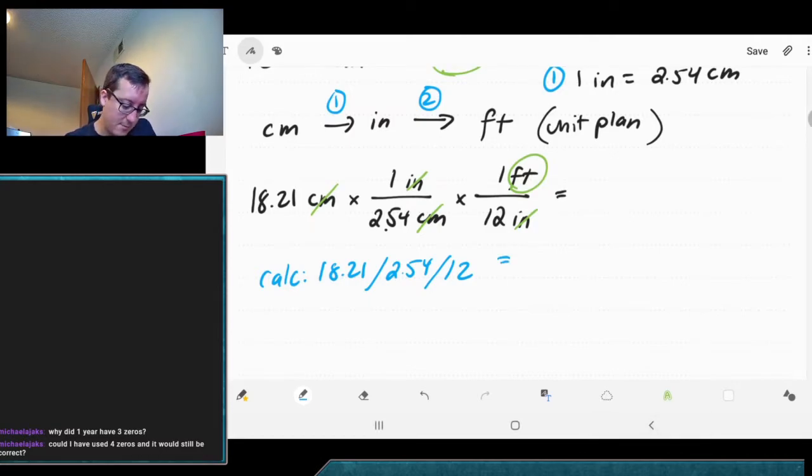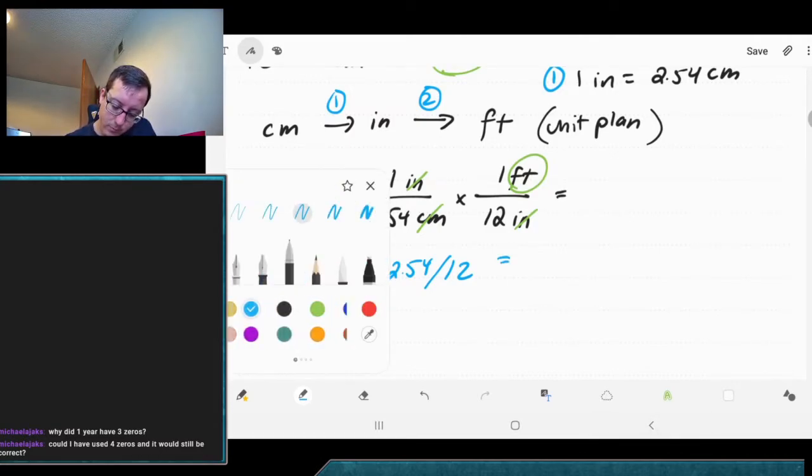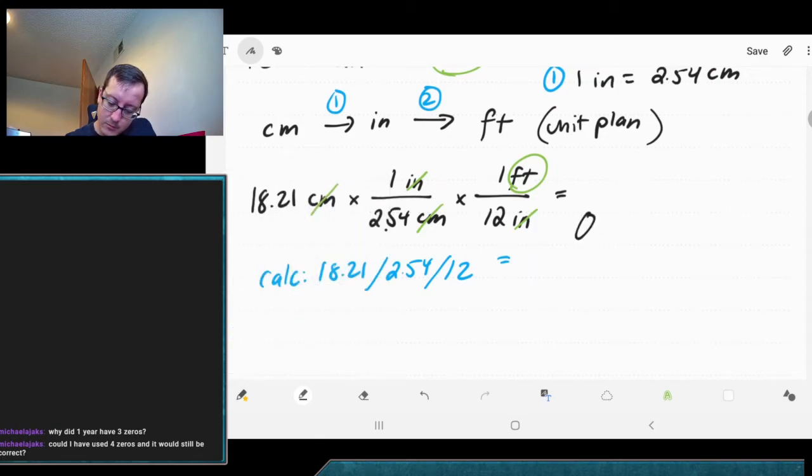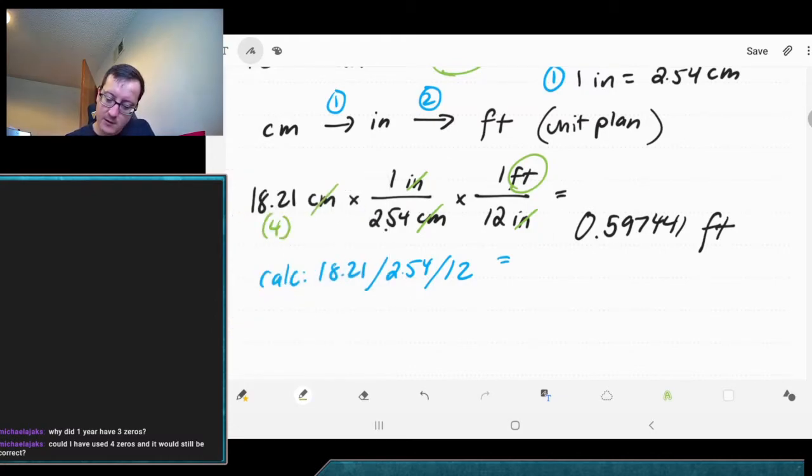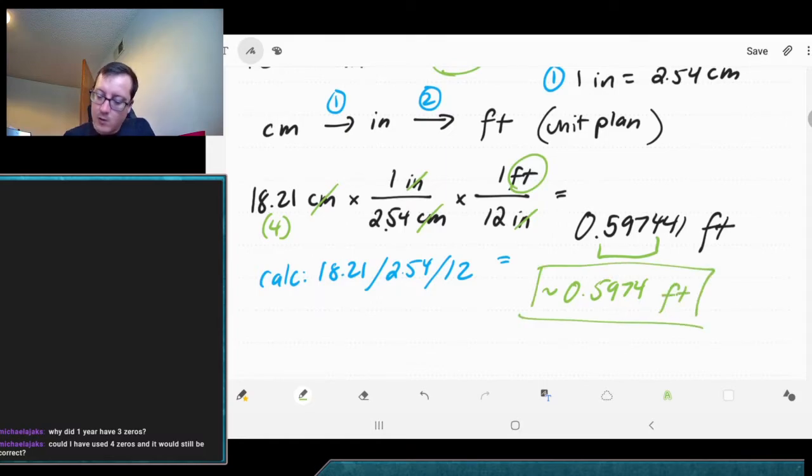So make sure you put it in your calculator like that with 2 division signs. All right, and so the number you get, by the way, is 0.597441, we'll say. Unit is feet. And then the last thing we need to take care of is our sig figs. So we see we had 4 sig figs here. So we're going to need 4 sig figs here. And so our answer with rounding will be 0.5974 feet.